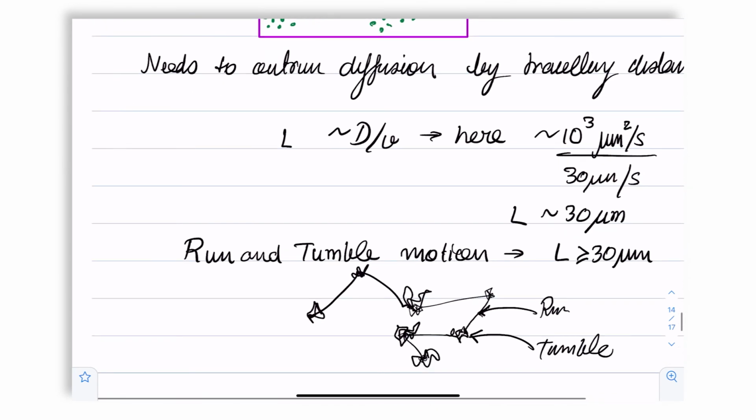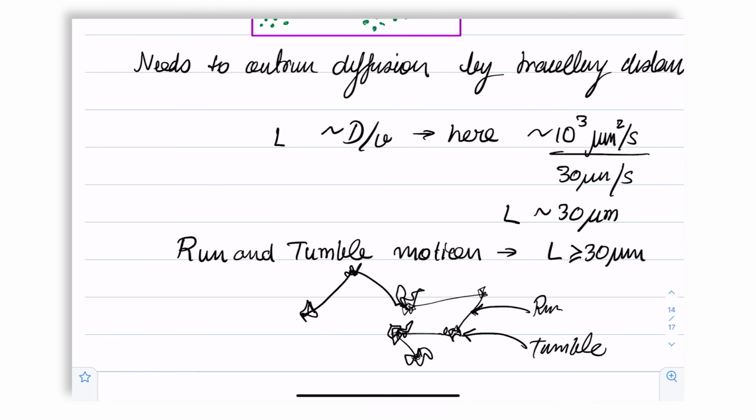And the run and tumble motion that is actually observed in E. coli, in bacteria of this particular type at least, is about equal to or more than 30 microns. These are the regions where E. coli undergoes directed motion. After that, it diffuses around, which are called the tumbles.